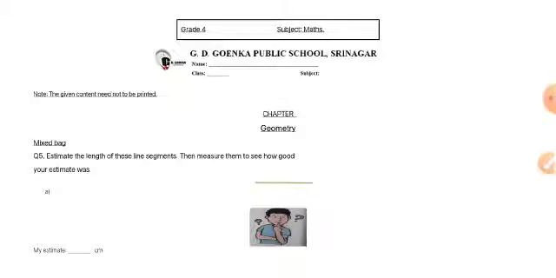Dear kids, before the examinations, we were doing this chapter, that is geometry, and let me recapitulate it a bit. Geometry is a branch of mathematics which deals with the measurement of things, and we deal with shapes and sizes of things, and shapes may be regular or irregular. We discussed the circle and its various components.